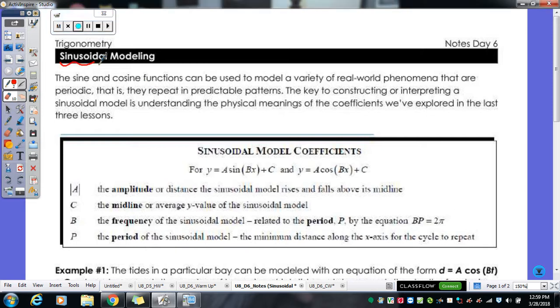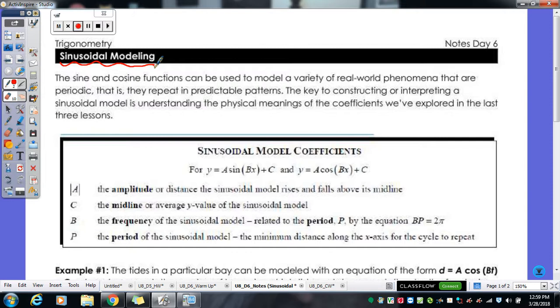So what we're working on is sinusoidal modeling, and that's just fancy talk for we're going to be doing problems. We're going to be doing our word problems here. So we're going to be taking our situations and applying them to real-world situations. Sine and cosine functions can be used to model a variety of real-world phenomena that are periodic. Remember, periodic means that it follows a pattern regularly, and then it repeats the pattern, and then it repeats the pattern.